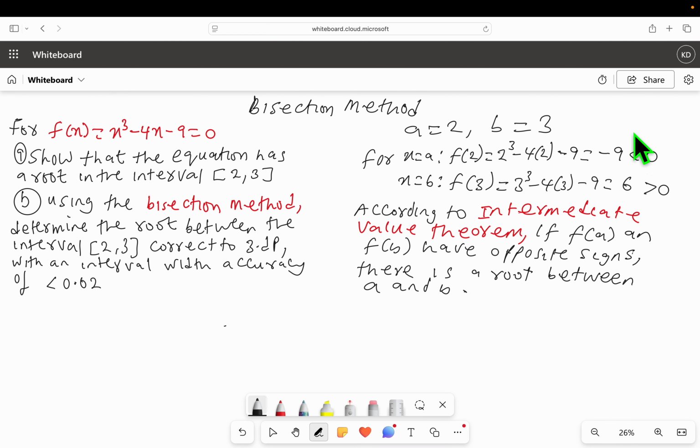So in our case, f of A is less than 0, which is negative, and f of B is greater than 0, which is positive. So the signs are opposite, which shows that there is a root between A and B. And this intermediate value theorem will play a vital role in solving the B part, which is using the bisection method to determine the root between 2 and 3 correct to 3 decimal places with an interval with accuracy of less than 0.02. So let us start solving B.